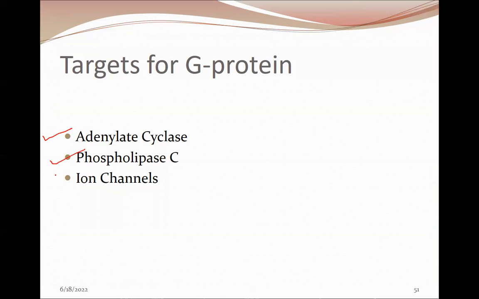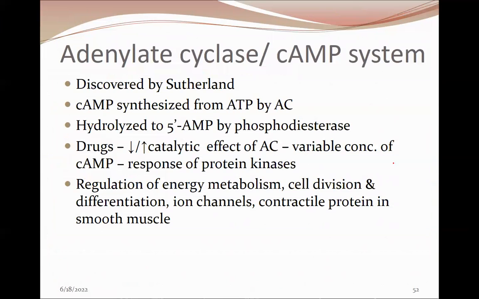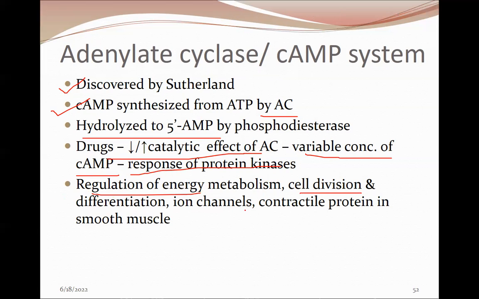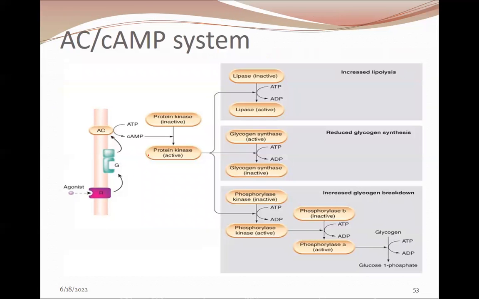Once it is activated, these are the adenyl cyclase, phospholipase C, and ion channel. This adenyl cyclase or cyclic AMP system was discovered by Sutherland. Cyclic AMP is synthesized from ATP by adenyl cyclase, and is hydrolyzed to 5-AMP by phosphodiesterase. Drugs could increase or decrease the catalytic activity of adenyl cyclase, which would lead to variable concentrations of cyclic AMP, and this responds through protein kinase. So this is mainly meant for regulation of energy metabolism, cell division, differentiation, ion channels, and contractile proteins that are there in the smooth muscles. So this is how this system works.